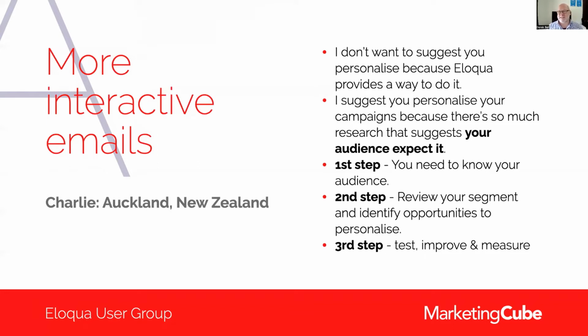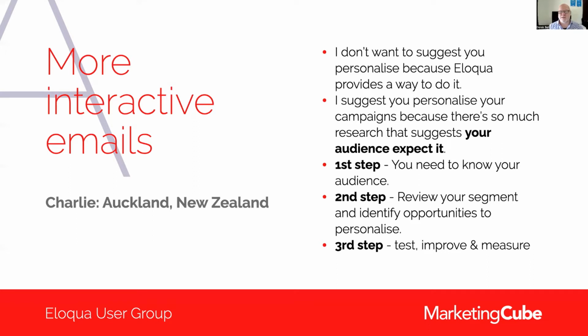So I'm not suggesting that we rush out and build 1,000 campaigns with everything being dynamic content. There has to be an underlying campaign objective that helps you maximize that technology and use that functionality within it. So first step I suggest is to really understand your audience, and by that you need to understand the data. Second step is review the segment and look for opportunities to personalize. And I'm going to show you a little bit about how to do that as we move through today's session.